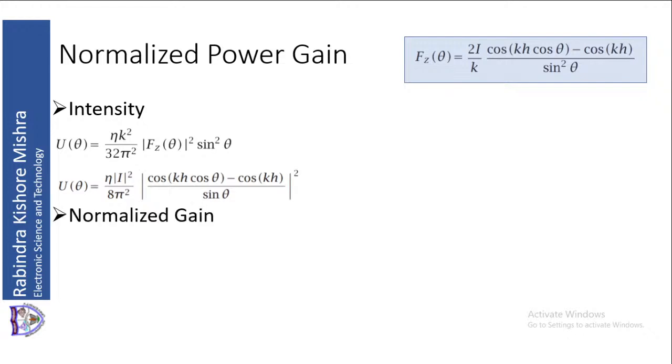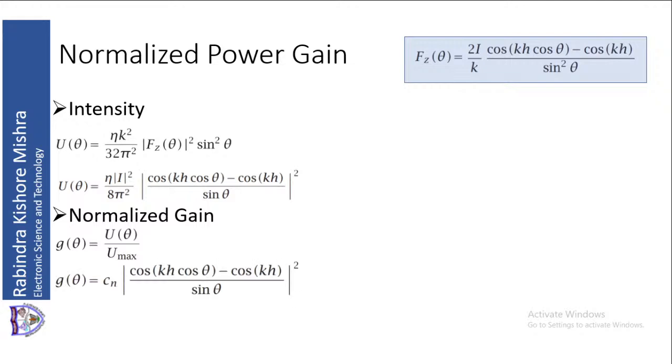So once we know this, then we can find out what is the normalized power gain. Normalized gain is such that the amplitude of intensity becomes 1. So G(θ) is equal to U(θ) by U max. We have to find out what is U max, so that we can write G(θ) is equal to Cn, where Cn is the normalizing factor.